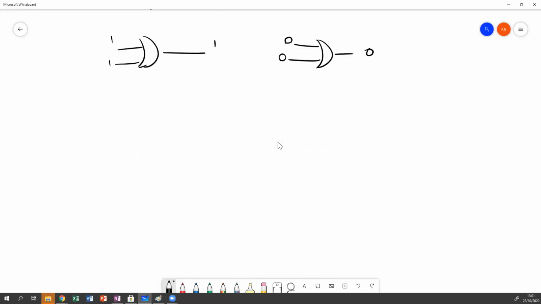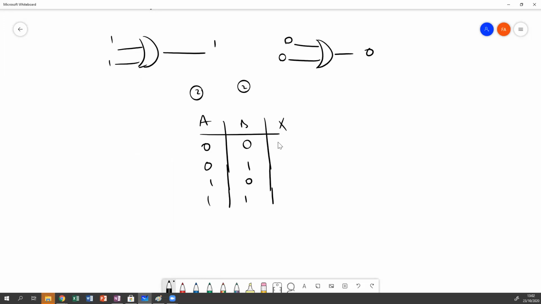Truth table for this, I have A, B, and X. All the permutations should come here. I have 2 options for A, 2 options for B. In total, I have 4 options. 0, 0; 0, 1; 1, 0; 1, 1. So 0, 0, 0. Then at least one of them, at least one of them, at least one of them. This is called the OR gate. And it is very important.